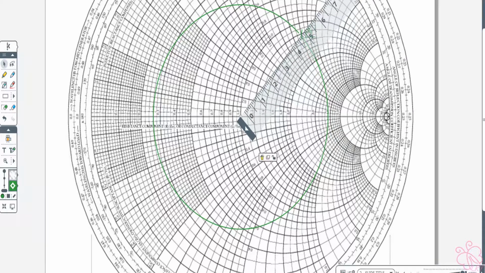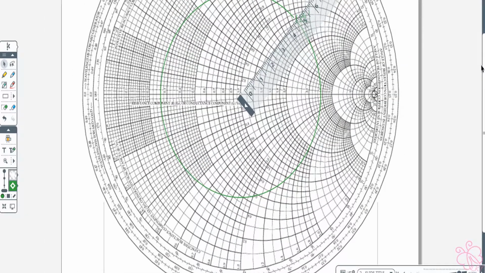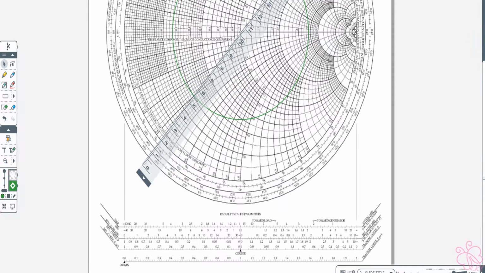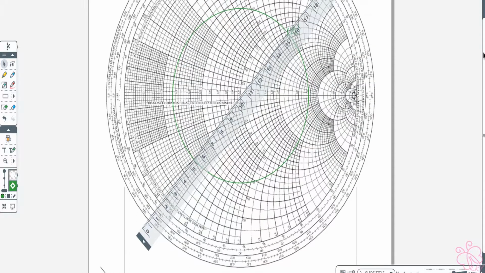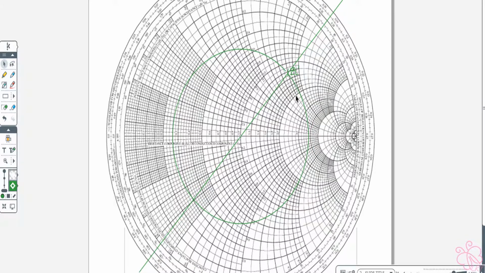I will zoom out a bit. Then I will extend this ruler to the other side in order to find my YL prime. So it will be like this. Then draw a straight line from the bottom to the upper side. Once you are satisfied, this is your straight line.